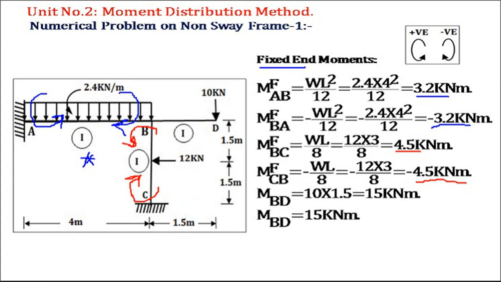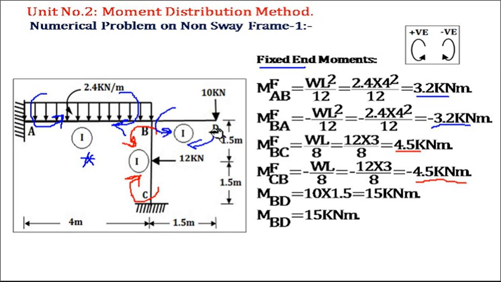Now the moment in member BD. Member BD is a cantilever portion. So this 10 kilonewton load will act in this direction, so the moment in member BD will act in the opposite direction. So here it will be in anti-clockwise direction, and as it is anti-clockwise, the sign is positive. For anti-clockwise we consider the sign positive.